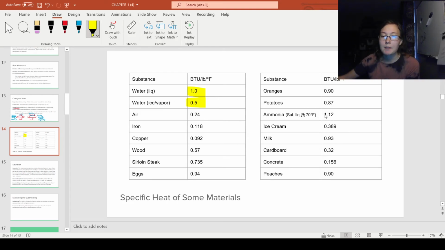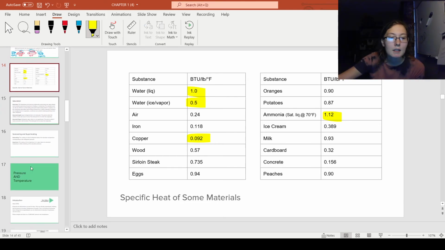Ammonia has a specific heat capacity of 1.12. Copper, really low, 0.09, whereas cardboard, yeah, actually, what's a good one? I don't really have one. Alright, but you get the idea, okay?